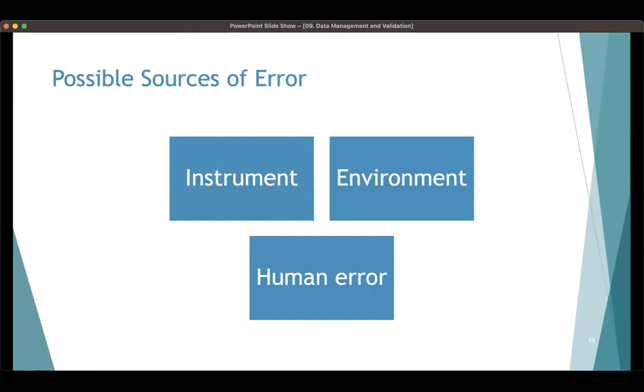Possible sources of errors. Now we will be moving to the possible sources of errors. What are the sources we have for the possible sources of errors?